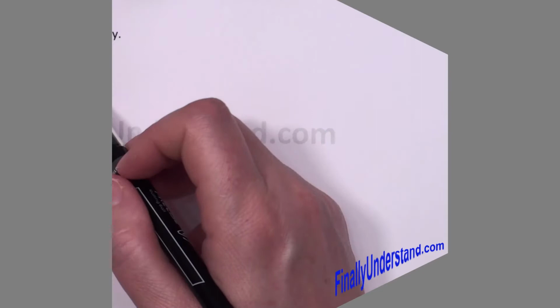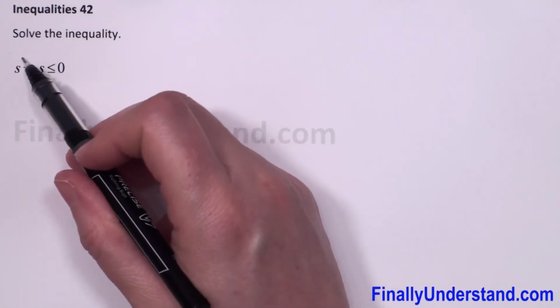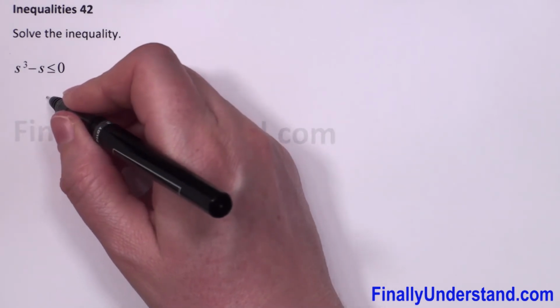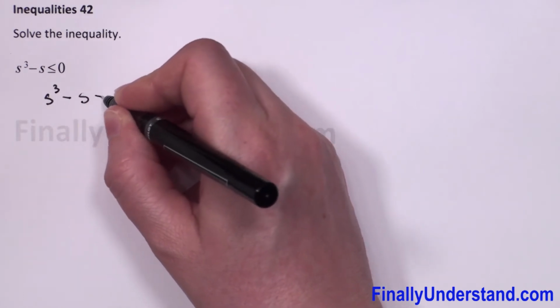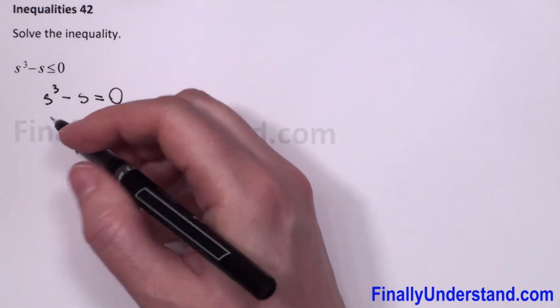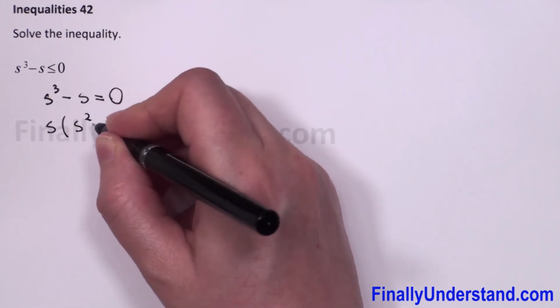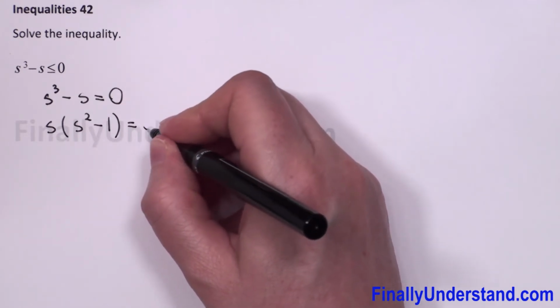We have next example. It is third degree inequality. So first we have to make the left side equal 0. So it will be s to third power minus s equal 0. We can factor s, so we will have s squared minus 1 in parentheses equal 0.